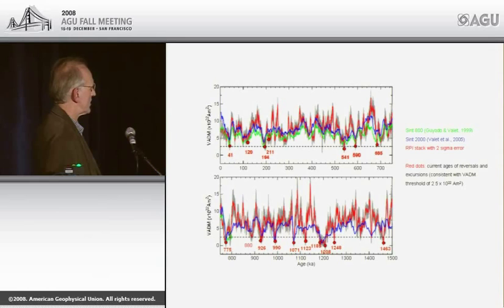What's interesting is the excursions appear to occur when that value of VADM dips below 2.5 times 10 to the 22 amp meter squared, as if there's some sort of threshold value when excursions are likely to occur.